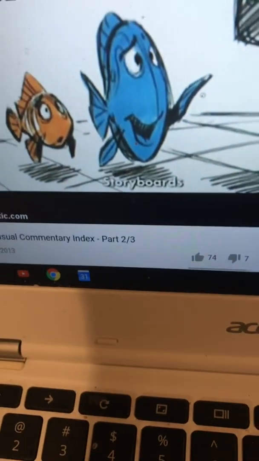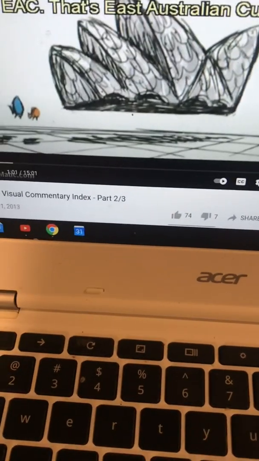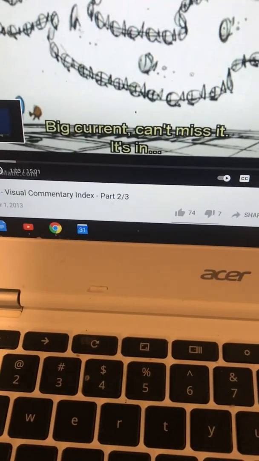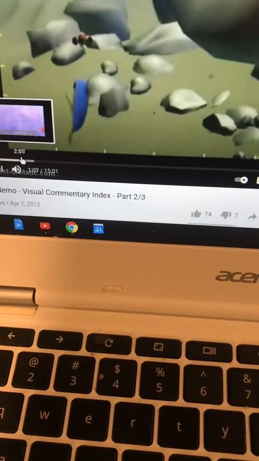You wouldn't know how to get there, would you? What you want to do is follow the EAC. That's East Australian Current. Big current. Can't miss it. It's in that direction. You wouldn't know how to get there, would you?